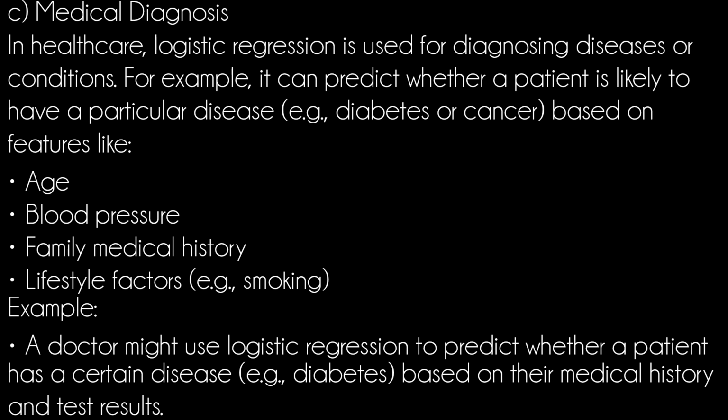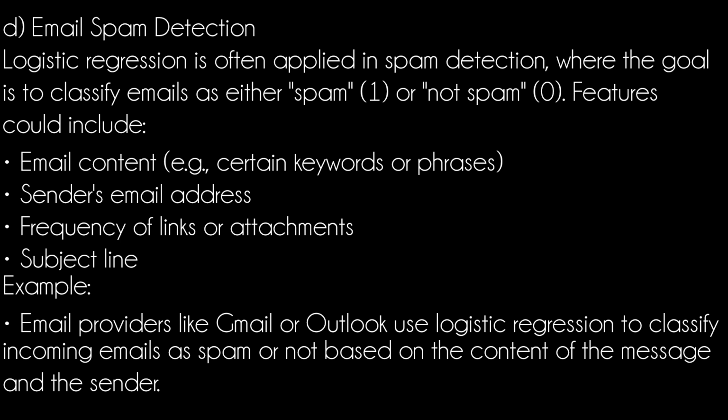Medical diagnosis. In healthcare, logistic regression is used for diagnosing diseases or conditions. For example, it can predict whether a patient is likely to have a particular disease, for example diabetes or cancer, based on features like age, blood pressure, family medical history, lifestyle factors. Example, a doctor might use logistic regression to predict whether a patient has a certain disease based on their medical history and test results.